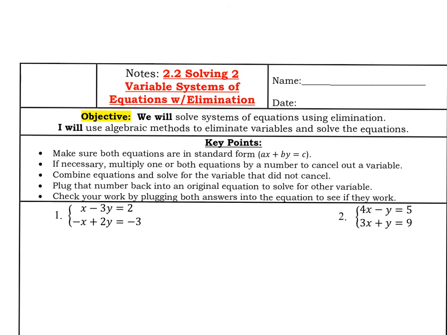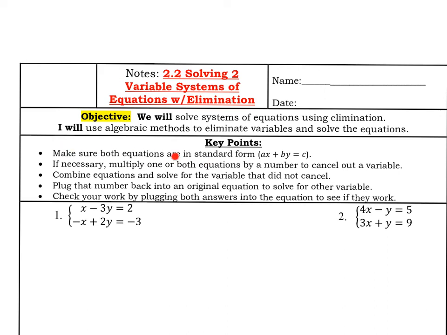Hey everybody, welcome to Chapter 2, Section 2, Solving Two Variable Systems of Equations with Elimination. The whole purpose of elimination is to combine your two equations together to eliminate or get rid of one of your variables. In order for that to happen, you need to follow these steps.